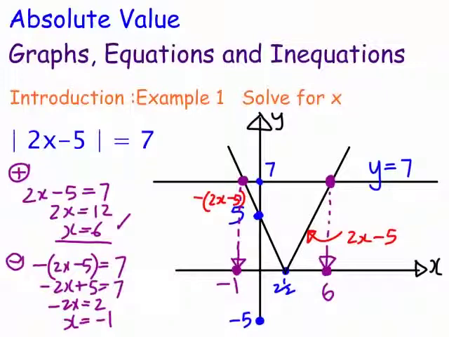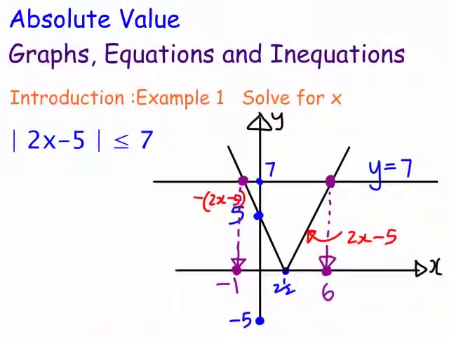How about negative 1? 2 times negative 1, that's negative 2. Minus 5 is negative 7. Does the absolute value of negative 7 equal 7? Yes, that's from the definition. So all right, fantastic. The solutions x equals negative 1 and 6 would be the solutions to that absolute value equation. And you can see here it's been done graphically.